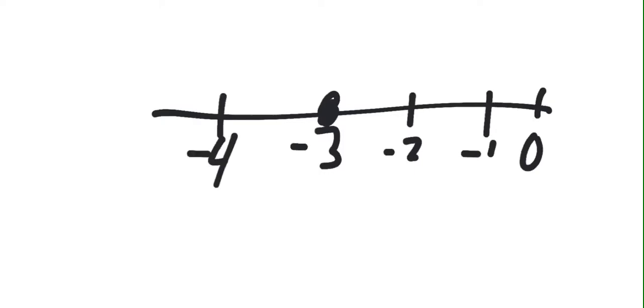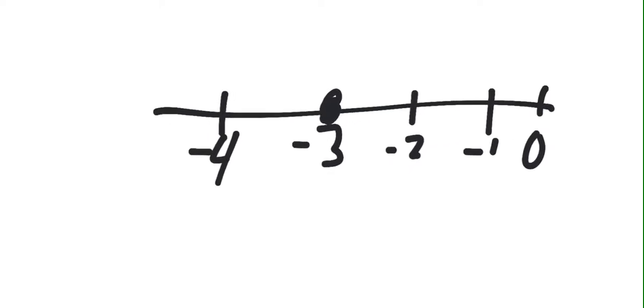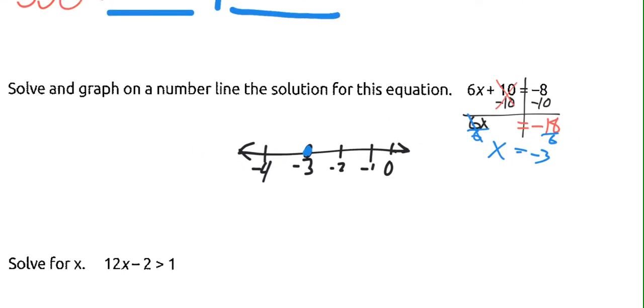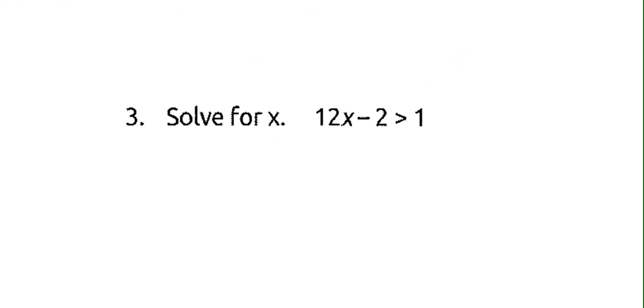Have negative 4. And I know I said I wasn't going to do these all the way for you, but look, I just did this whole thing for you. But I've got my dot on negative 3. I'm going to change colors just so that's a little more obvious. My dot needs to be on negative 3 because that was my answer. It wasn't negative 4, it wasn't negative 2. It's not all the things on the left. It's not all the things on the right. It's just an equal sign.